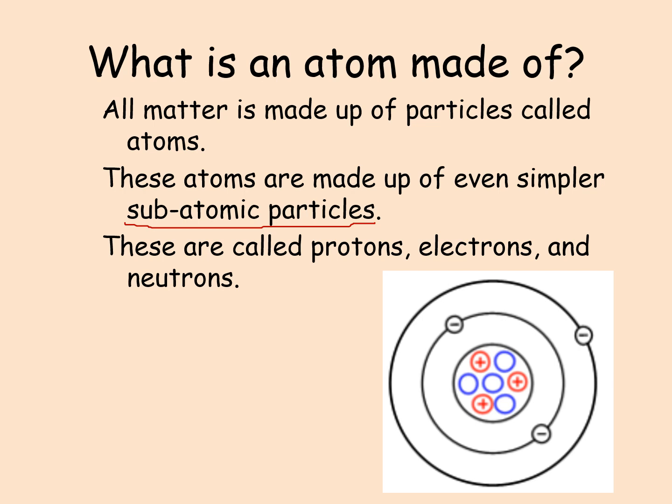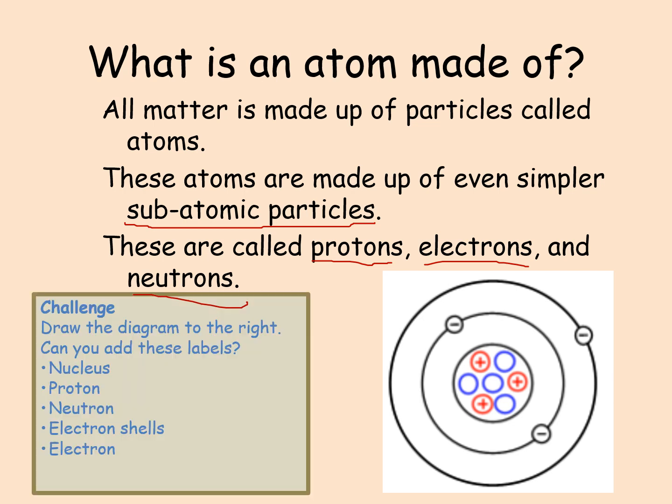3 key particles we need to know: protons, electrons, and neutrons. You may well have heard some of these terms before, and we need to be able to identify what they are and how we can represent them in a diagram. So my challenge for you now is to draw the diagram down at the bottom right here and try and add these labels: nucleus, proton, neutron, electron shells, and electron.